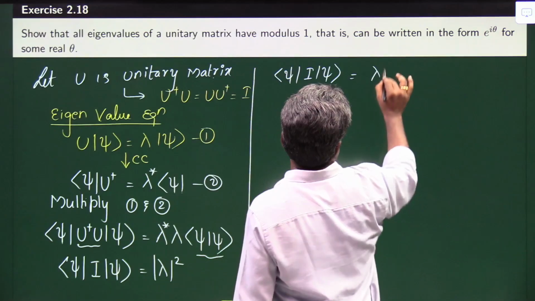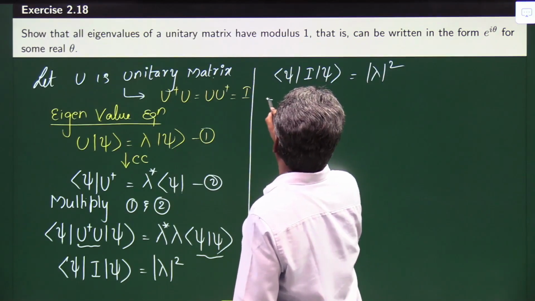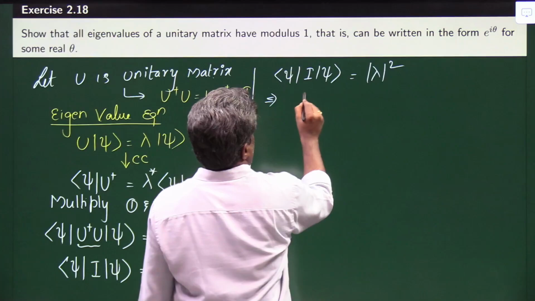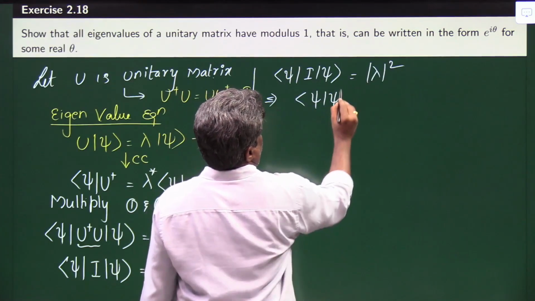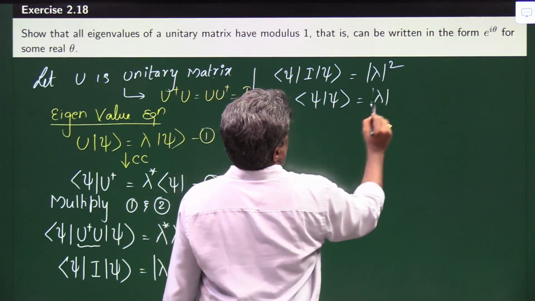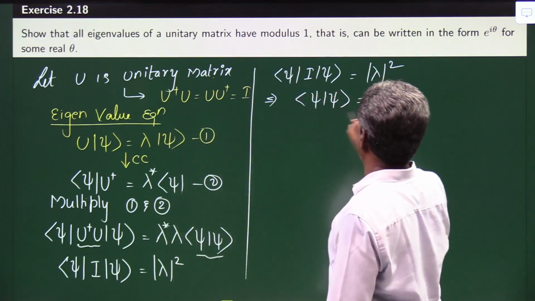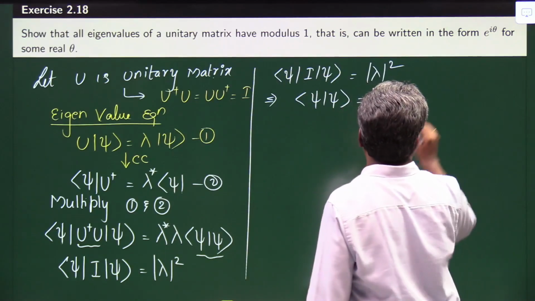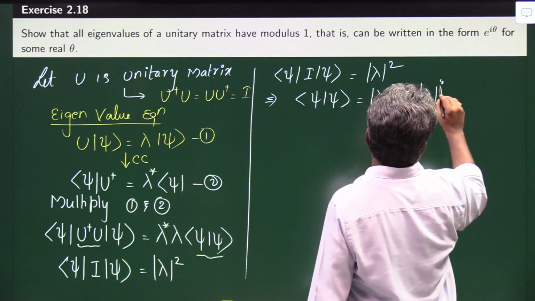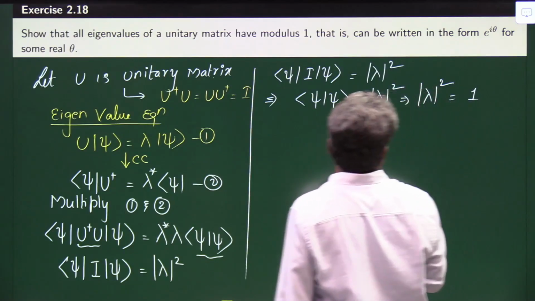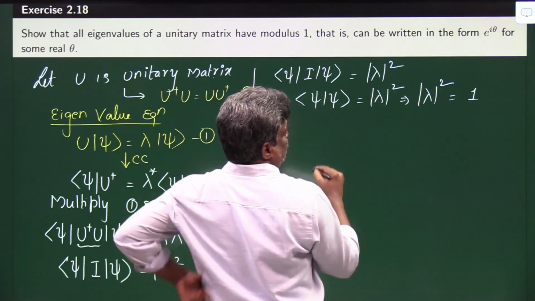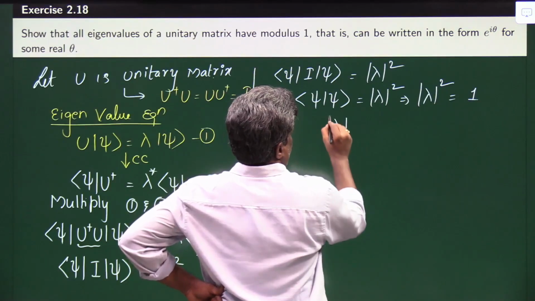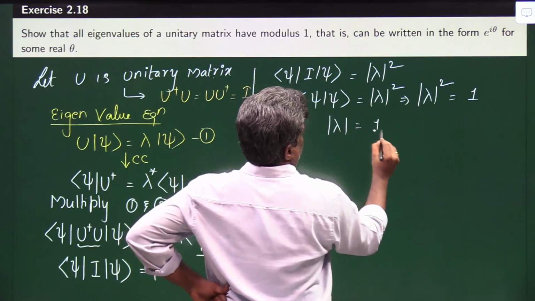We got mod lambda square. So this implies psi psi, which is nothing but 1, is equal to mod lambda square. Of course, this is also 1. So mod lambda square is equal to 1, and we can say this modulus lambda is also equal to 1.